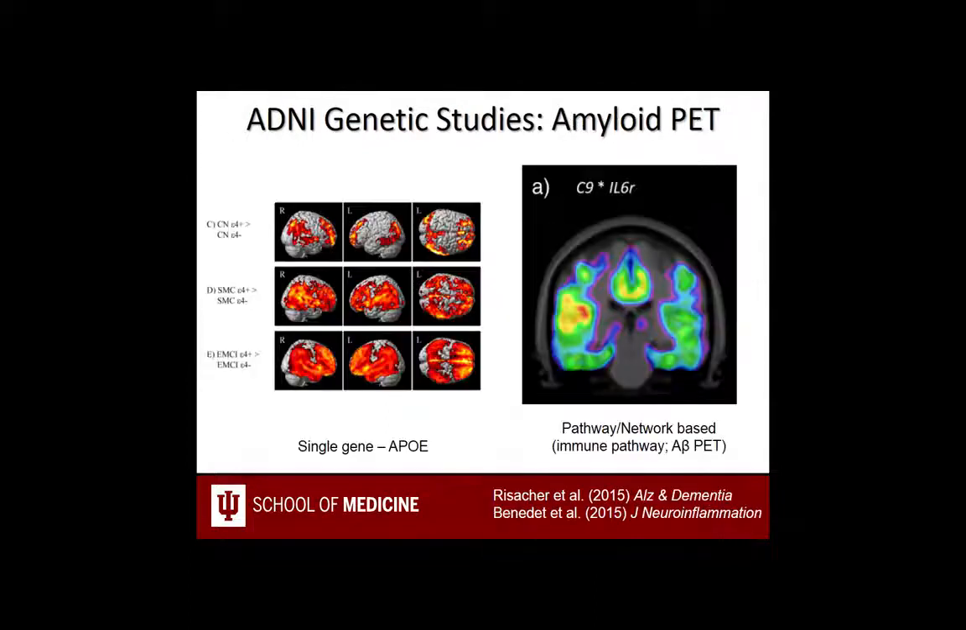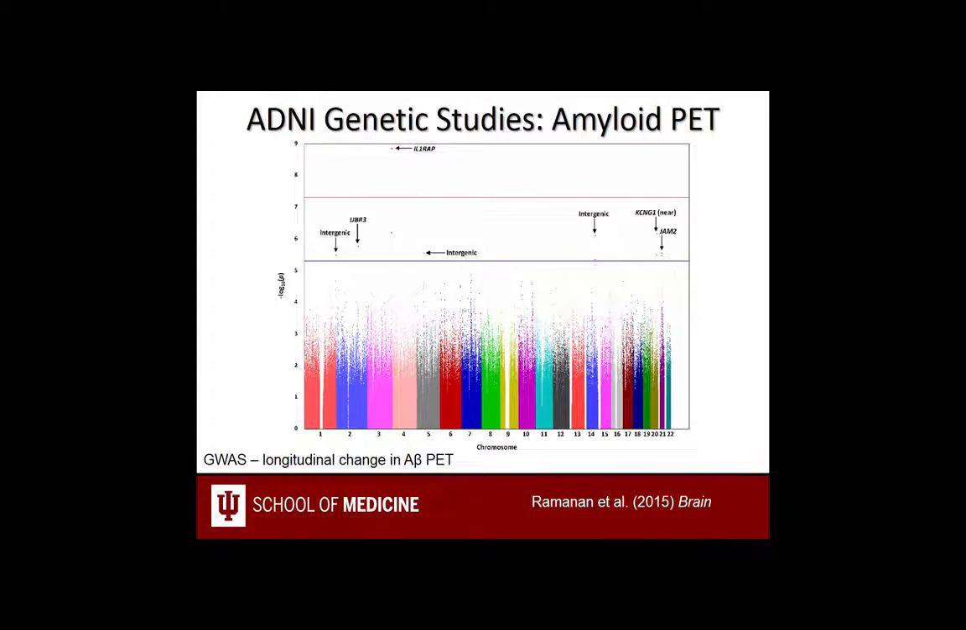Moving to PET, there are quite a few studies of amyloid PET. In this case, this was a study linking ApoE to a great deal more amyloid, regardless of your clinical status. There's also a pathway-based study in the immune pathway, looking at the interaction of two different genes on increased amount of amyloid. And a couple of GWAS studies, one on cross-sectional amyloid, and this one was a Manhattan plot of longitudinal change.